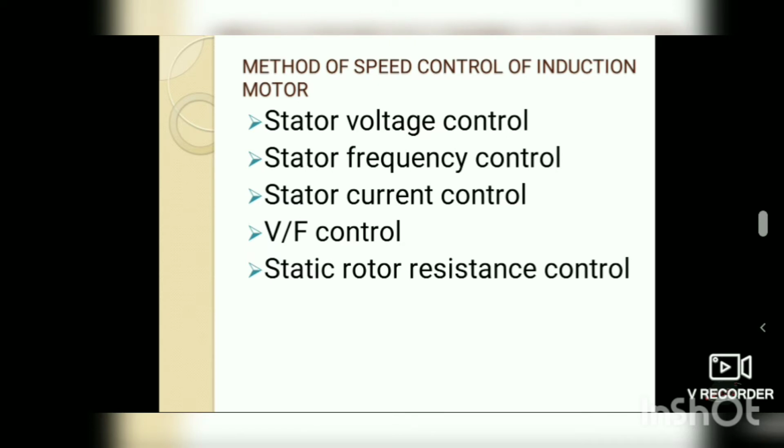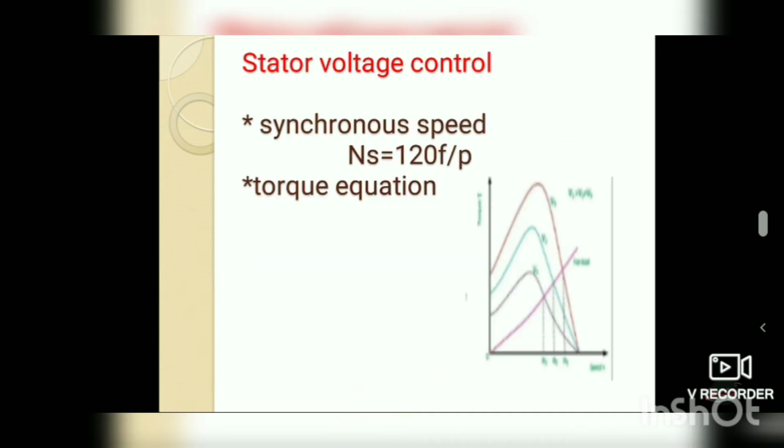Methods of speed control of induction motor: stator voltage control, stator frequency control, stator current control, V by F control, and static rotor resistance control. Stator voltage control: the synchronous speed Ns is equal to 120 f / p, where f is the frequency and p is the number of poles.